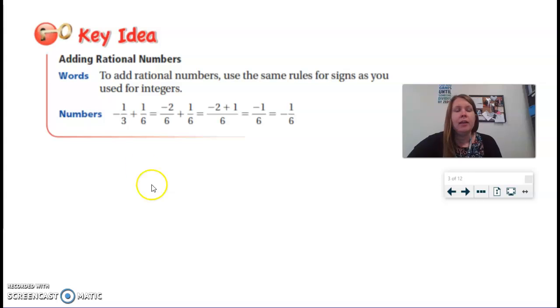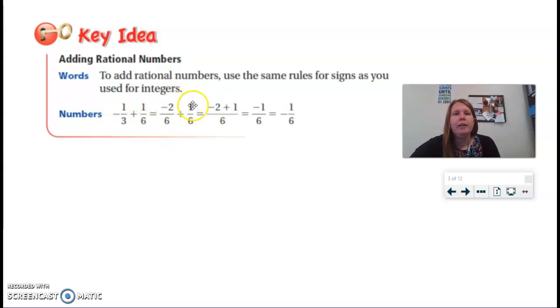In this case, they have negative 1/3 plus 1/6. First thing they do is change it all to the same denominator. That's what we usually do when we're adding or subtracting fractions. So they changed this 1/3 into 2/6. I think I'd mentioned in another video, just take that negative part and bring it up to the numerator. So now you have negative 2/6, and that means the same thing whether the negative is out in the middle or out on top.